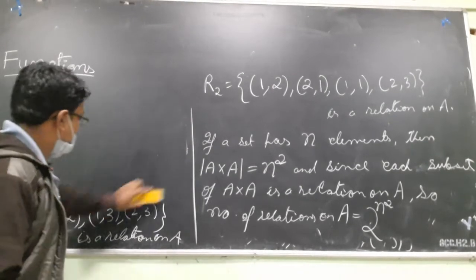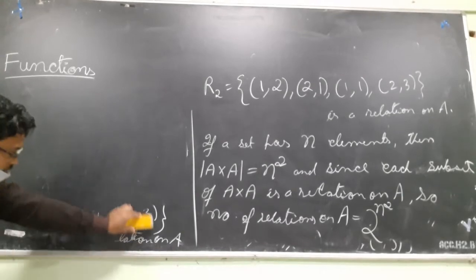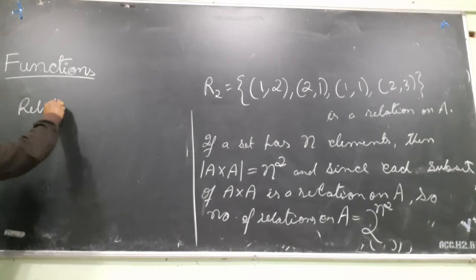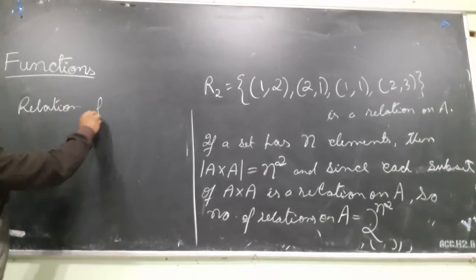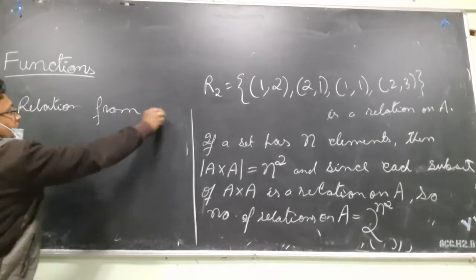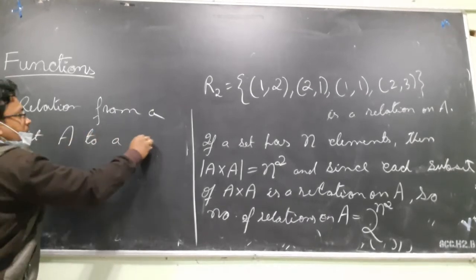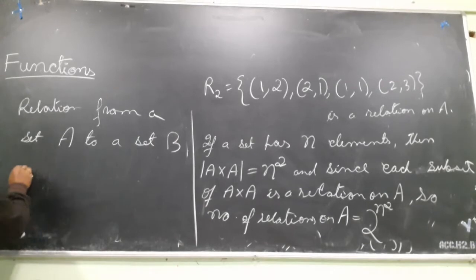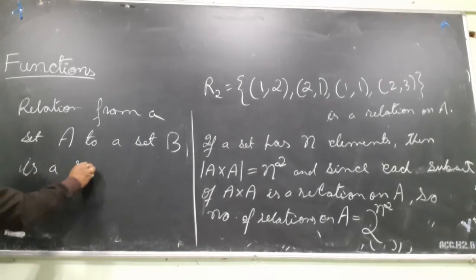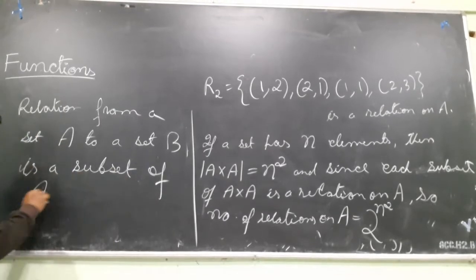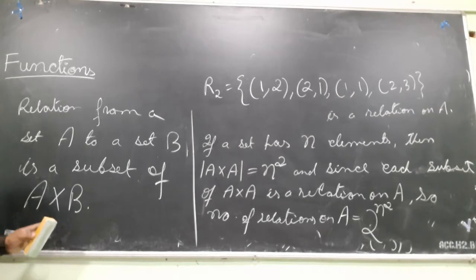Next, we will see relation from a set to another set. A relation from a set capital A to a set capital B is a subset of A cross B. Take any subset of A cross B. It is a relation from A to B.